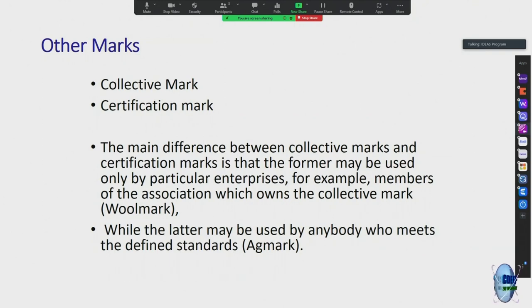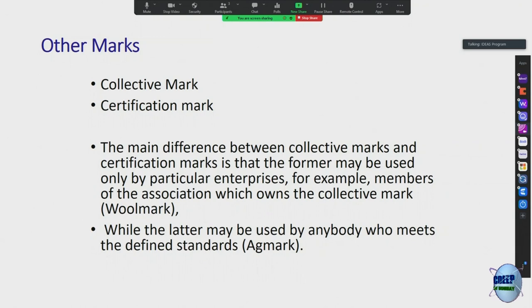Then there are other marks. One is called collective mark, other is called certification mark. Collective mark is used by an association of people. There is an International Wool Association and they have a mark called the wool mark. Only the members of that association can use that mark. Obviously, they have to maintain certain norms of the association. So, that is called a wool mark.